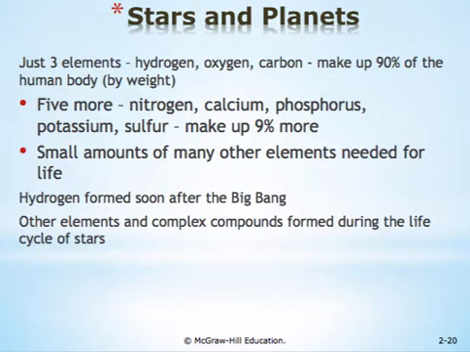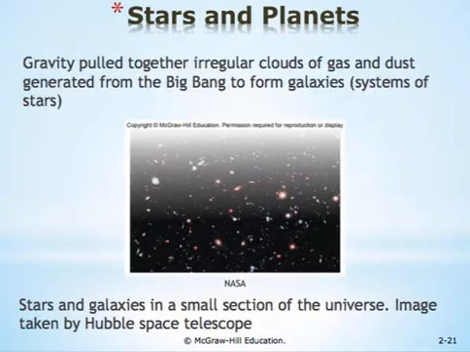Hydrogen was formed soon after the Big Bang. Other elements and complex compounds formed during the life cycle of stars. Gravity pulled together irregular clouds of gas and dust, which was generated from the Big Bang, to form galaxies, which are systems of stars. You ever seen the Milky Way? Stars and galaxies in a small section of the universe.